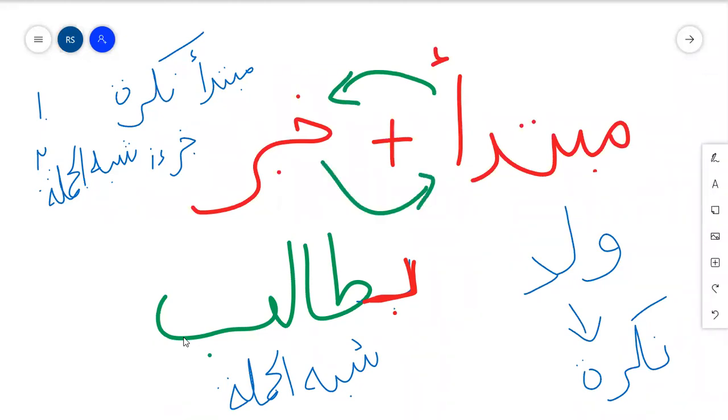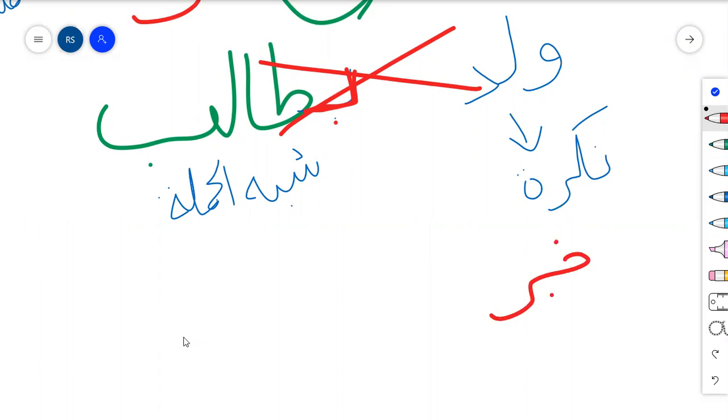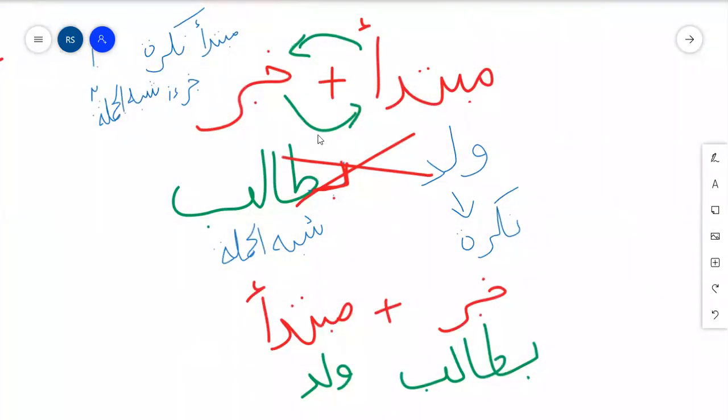So this sentence, waladu bitalib, is basically wrong. We can call it wrong at the moment for your ease. So the pattern will be like this: khabar plus mubtada. So you will write bi talibin waladun. With the student there is a boy. So remember, when mubtada is marifa, it will come first, then comes the khabar. But when the mubtada is nakira and the khabar has harfe jar in it, it is shibul jumla, then the khabar will come first, then comes the mubtada.